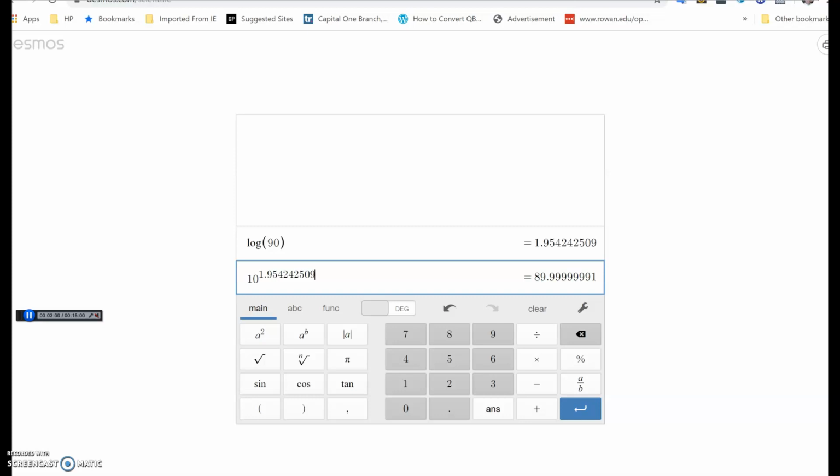This is a rounded off version of the logarithm base 10 of 90, and so it's not quite enough. But notice it was good enough to get me almost to 90. I mean 89.9999991 is just a hair's breadth from 90. So this thing here, this logarithm base 10 of 90, really is the exponent you'd raise 10 to get 90. It's really true, and that's an important thing to remember.